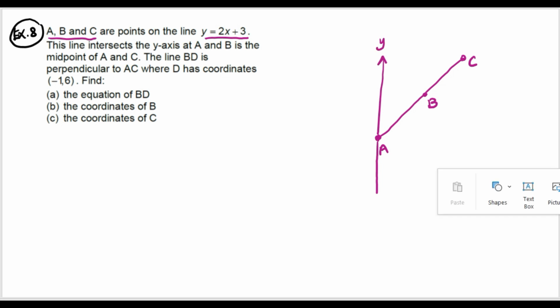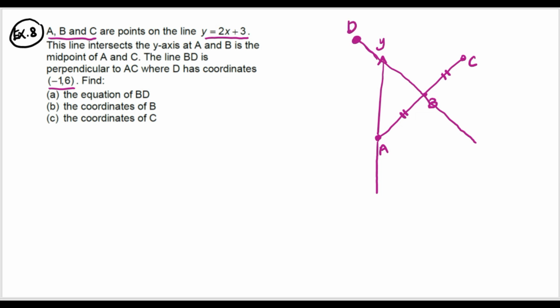And B is the midpoint of A and C. So B is the midpoint between A and C. Of course, they have the same length here, AB and BC. The line BD is perpendicular to AC. So BD is something like this. So where is D? D is actually negative 1, 6, because the coordinate for x is negative 1. So it should be somewhere around here. So D is negative 1 and 6. They are perpendicular.